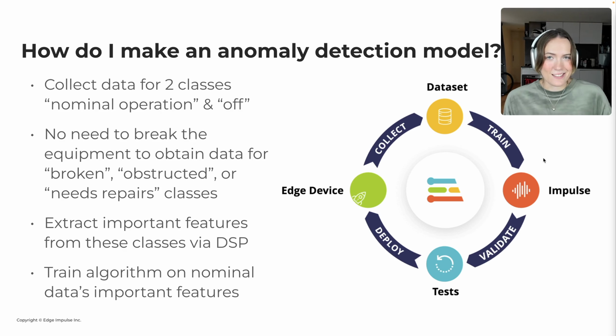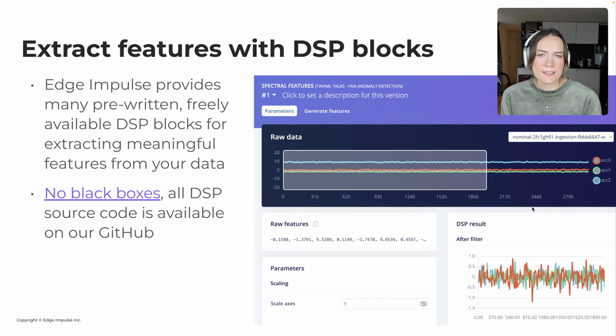Once we've collected our data for our two classes for nominal and off, we'll extract the most important features from these classes via digital signal processing or DSP. We'll then train our machine learning model algorithm on the nominal data's most important features. Extracting these most important features from the nominal and off data is really important for making this model as small and as efficient as possible for running on our edge device.